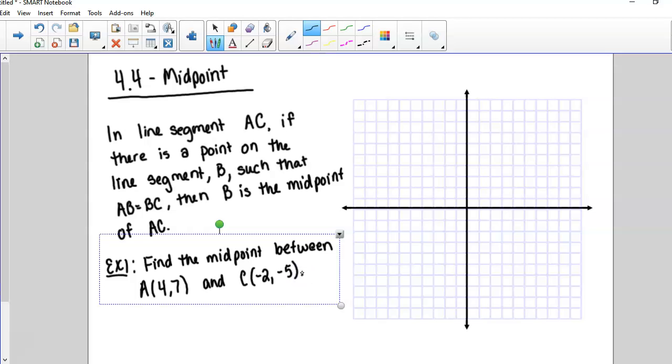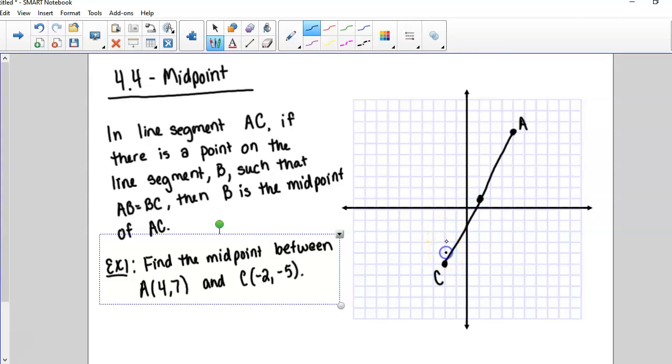So the first thing I'm going to do is I'm going to look at this from the graph. So I've got the point A and C. A is at 4, 7, which is going to be right here. And C is at -2, -5, which is right here. And so we are looking for that point halfway between. So if we kind of eyeball where it's at, I would guess about right here. So you could kind of guess. And you can check it to see if it's correct.